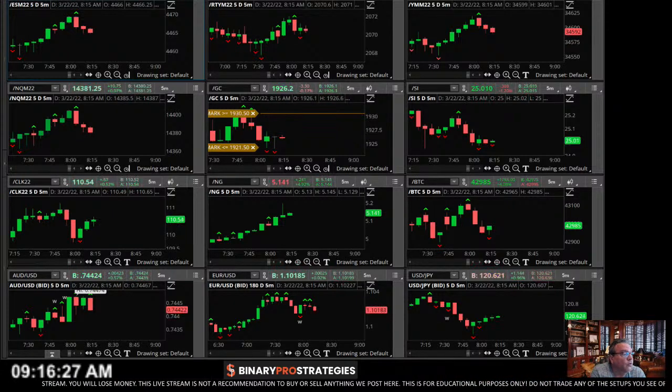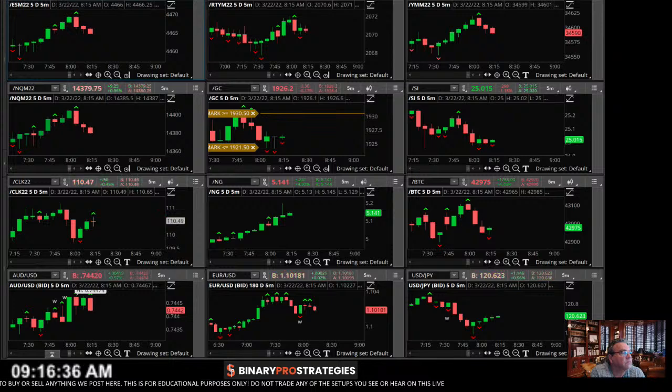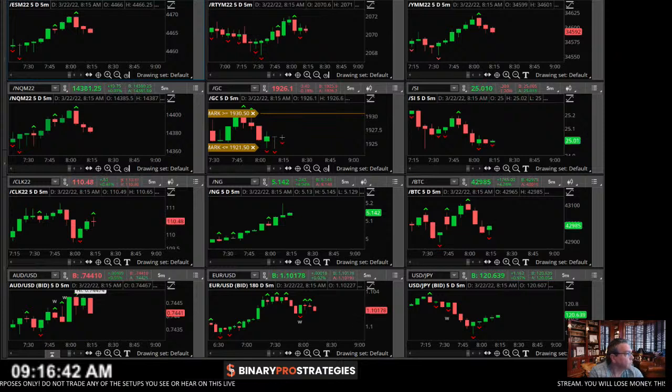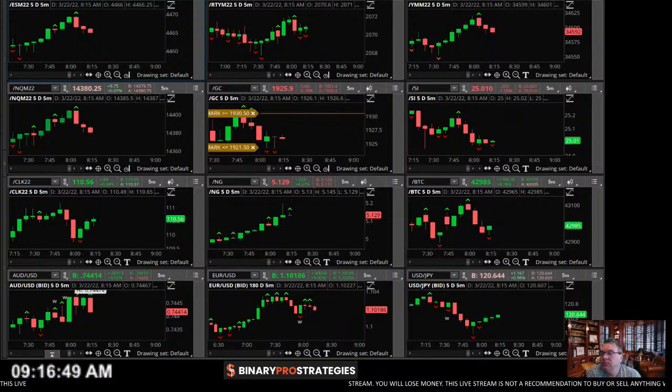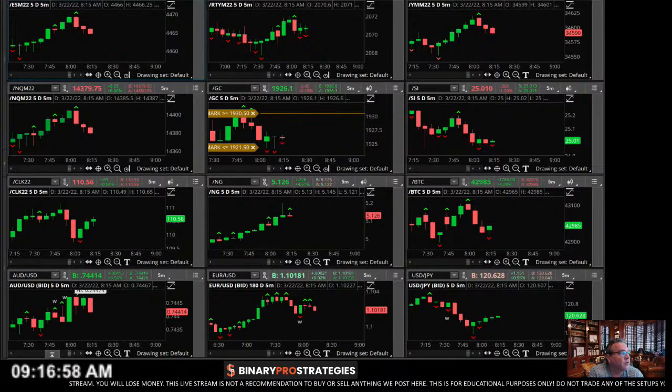Still short gold, looking for a target of 1921.5. Nothing on the indices. Looks like we're going to get a higher opening. Maybe we'll get a setup for a nice little short.